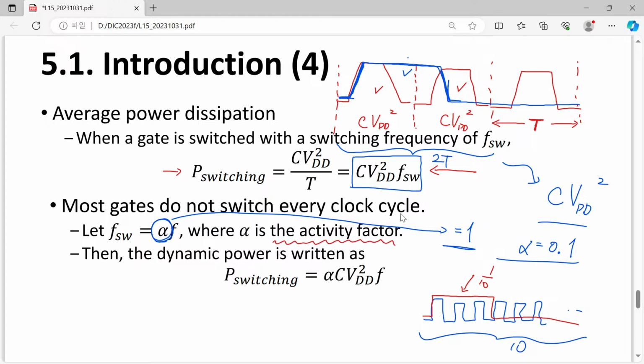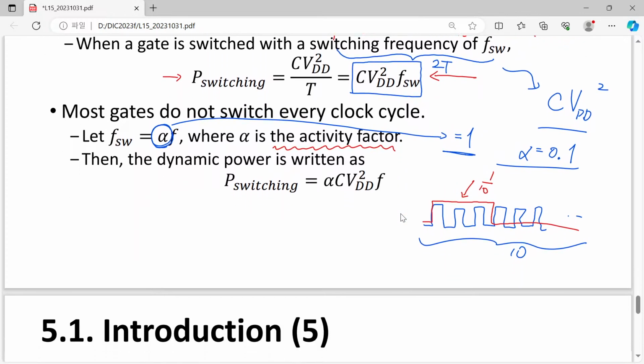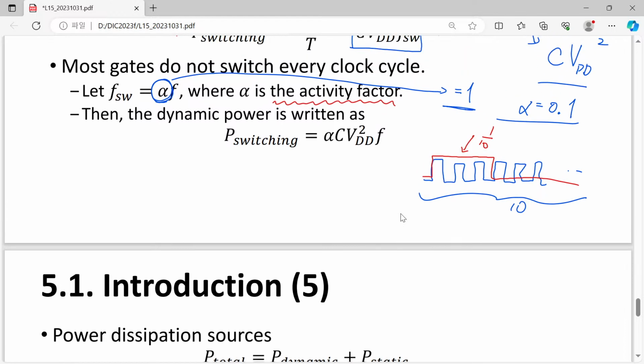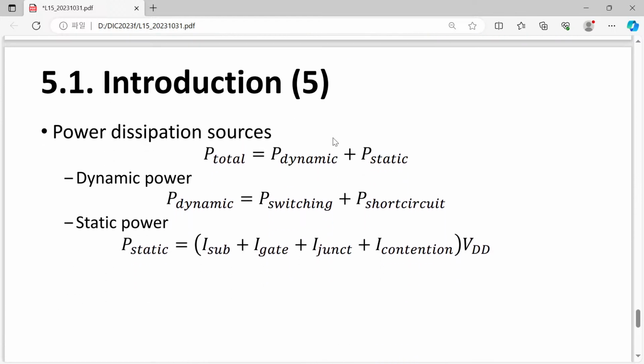Of course, in order to reduce your power consumption for a certain logic gate, you can reduce the activity factor. But when you have a low activity factor, your logic doesn't work actively any longer. So usually this factor is not changing much. So this is a certain proportional number. And now this is the end of our introductory part.